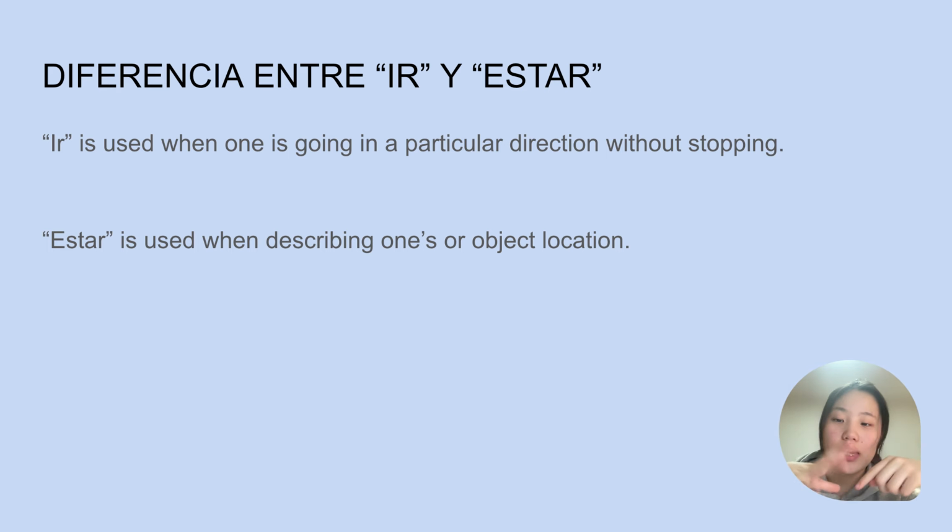So to summarize, ir is when you describe that one is going, like a direction, just from point A to point B. I have some examples that I will show you guys. And estar is just describing the status of a person's location or an object's location. That's mainly the simplification of the difference between these verbs, and that's really it. I put it in a very simple way.